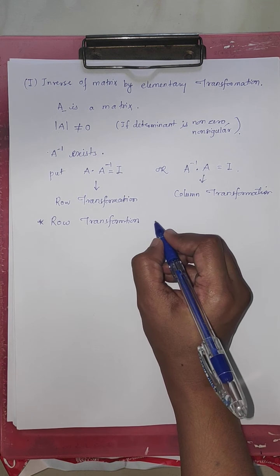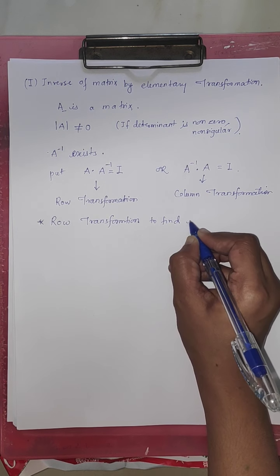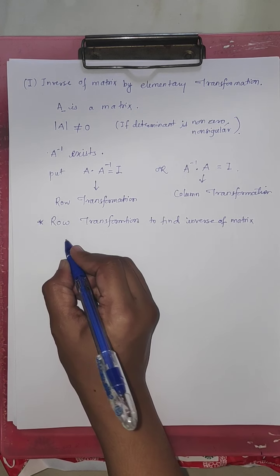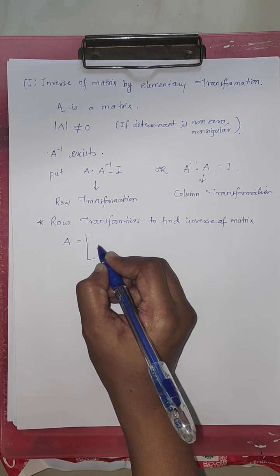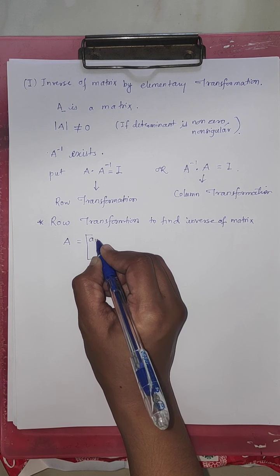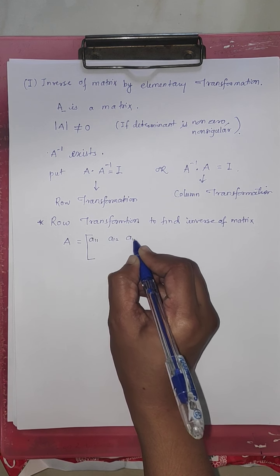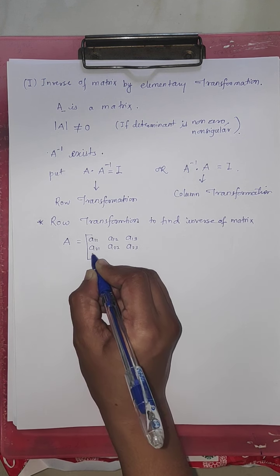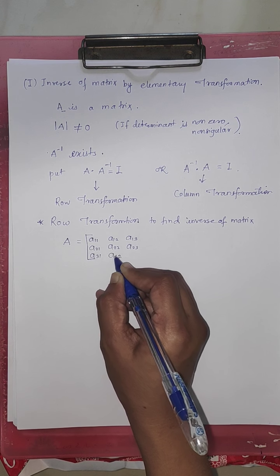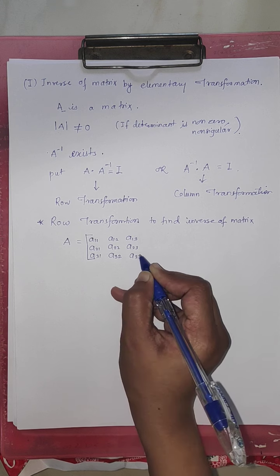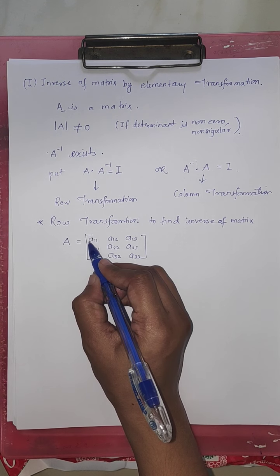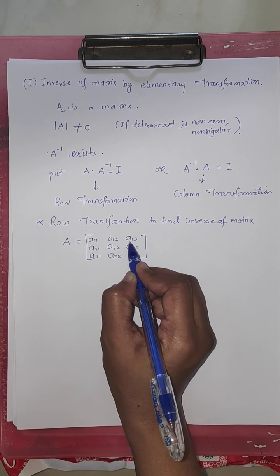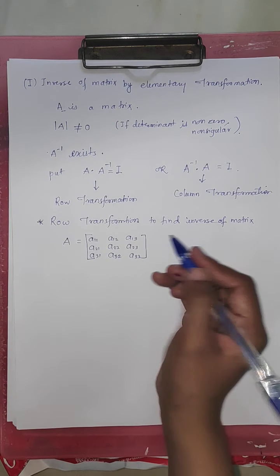How to use row transformation to find inverse of matrix. Suppose A is a 3 cross 3 matrix. So it is A11, A12, A13, A21, A22, A23, A31, A32, A33. So element in the position of first row and first column, element in the position of first row and second column, element in the position of first row and third column. You all know these.